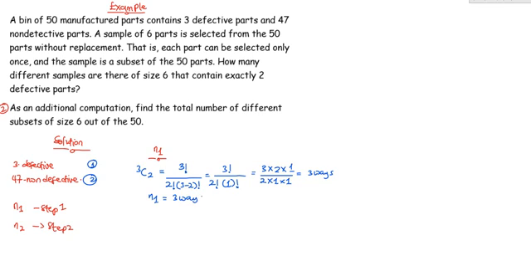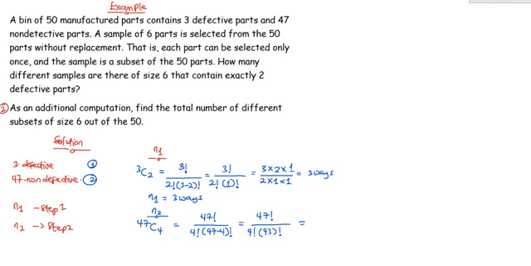Now let's find our n2, which is the number of ways to carry out step 2. For that one, we have 47 non-defective parts, and we have to choose 4 out of them. So that's going to be 47 combination 4. We're going to have 47 factorial divided by 4 factorial multiplying 47 minus 4 factorial. This gives us 47 factorial divided by 4 factorial multiplying 43 factorial. Let's see what we get for this.